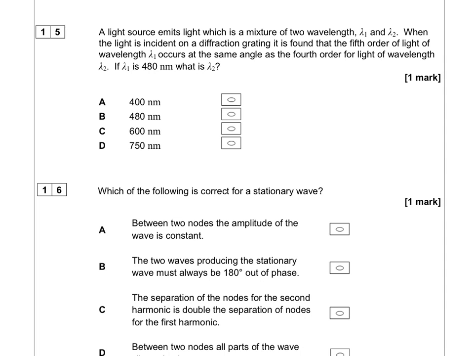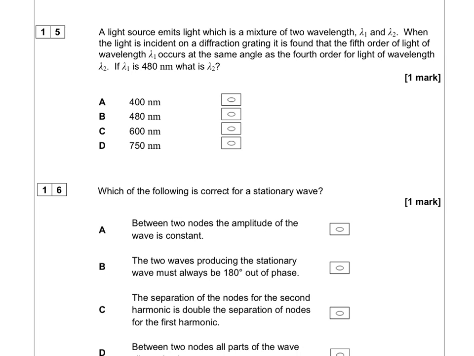A light source emits light, which is a mixture of 2 wavelengths, lambda 1, lambda 2. When the light is incident on a diffraction grating, it is found that the 5th order of light of wavelength 1 occurs at the same angle as the 4th order of light for wavelength 2. Lambda 1 is 480. What is lambda 2?